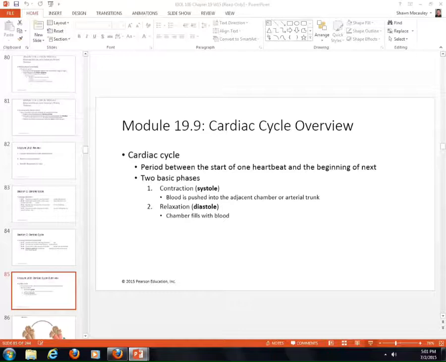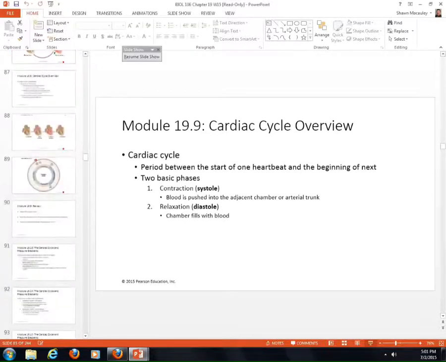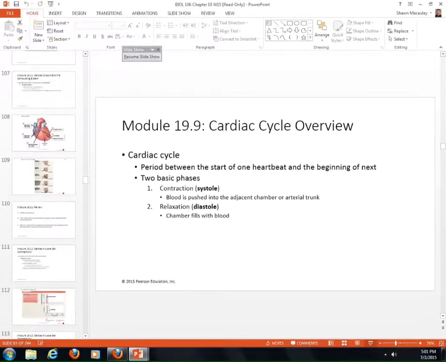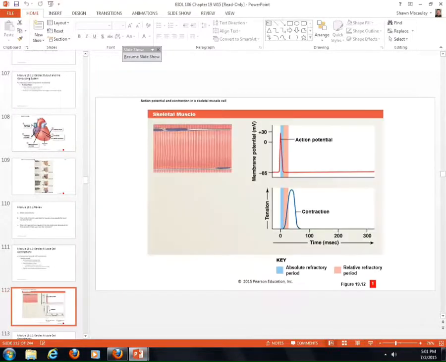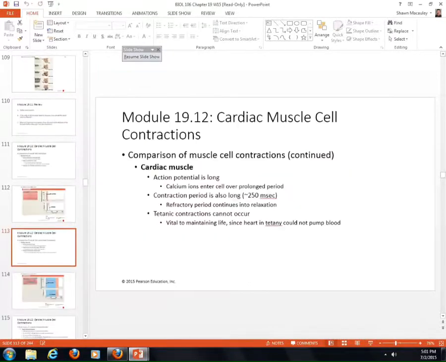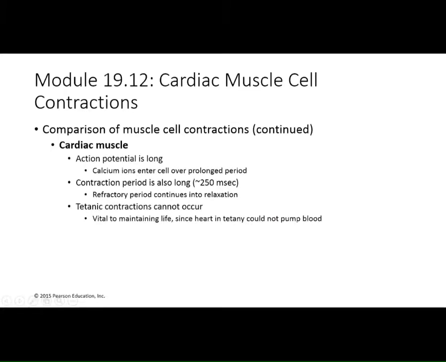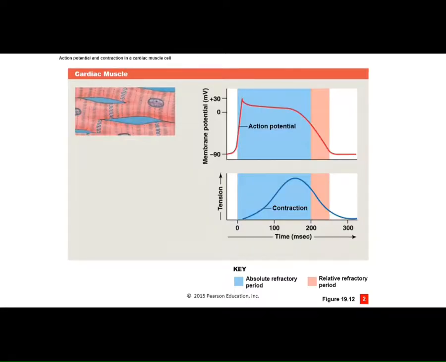250 milliseconds was what I told you how long the typical cardiac muscle cell is contracting. And you look at this and you see that 250 milliseconds right about here. And that brings you to the end of the relative refractory period.